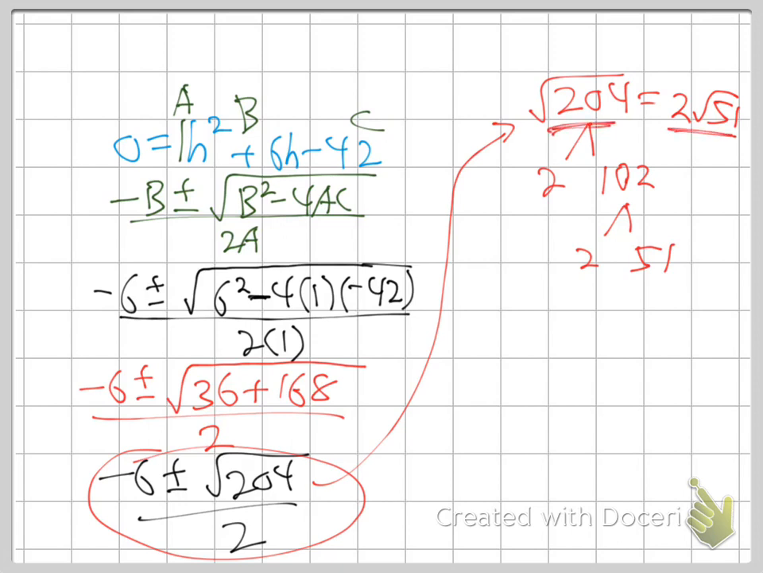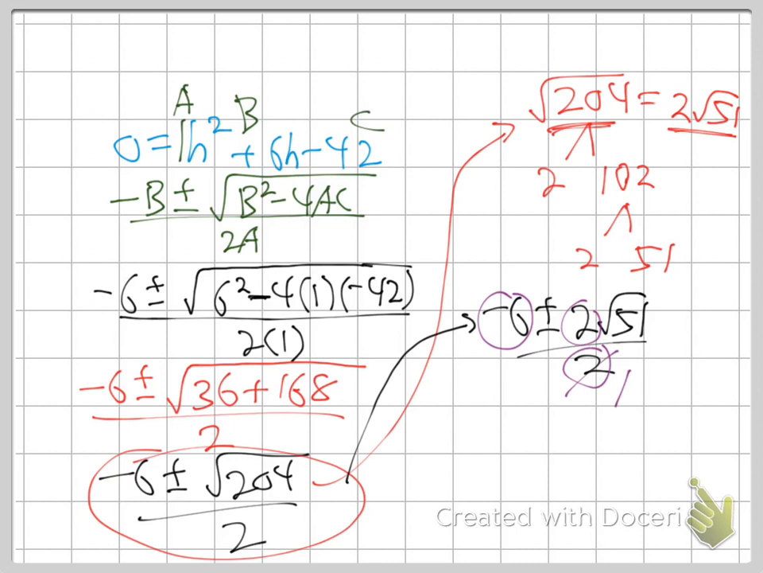So the square root of 204 is 2 root 51. So this becomes negative 6 plus or minus 2 root 51 over 2. Now remember how that works? You do divide the 6 and the 2, but you have to do all three, remember? Divide by 2, divide by 2, divide by 2. So I get minus 3 plus or minus root 51. It's a lot of work, isn't it?